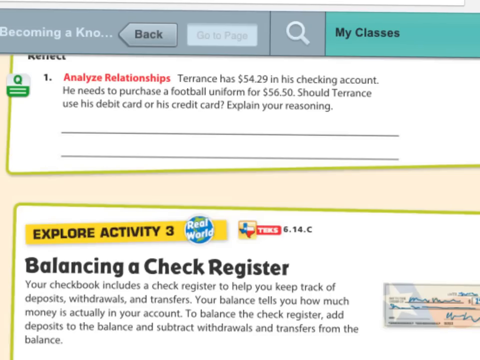Terrence has $54.29 in his checking account. He needs to purchase a football uniform for $56.50. Should Terrence use his debit card or his credit card? Explain your reasoning. Okay, if he used his debit card, remember your debit card automatically takes that money out of your checking account. Does he have enough money in his checking account? No, he's short. So he needs to use his credit card, which will send him a bill later on for the purchase.